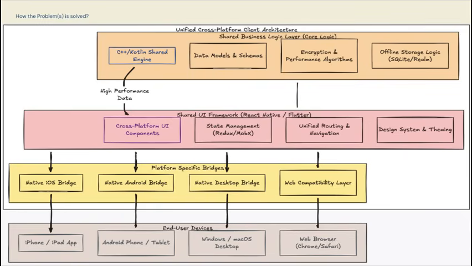Finally, at the bottom, the app runs as native code on real devices like phones, desktops, and browsers. So, the key idea here is not write once, run everywhere, but rather share code where it makes sense and go native where it matters. And different cross platform frameworks simply choose different layers of this diagram to share.